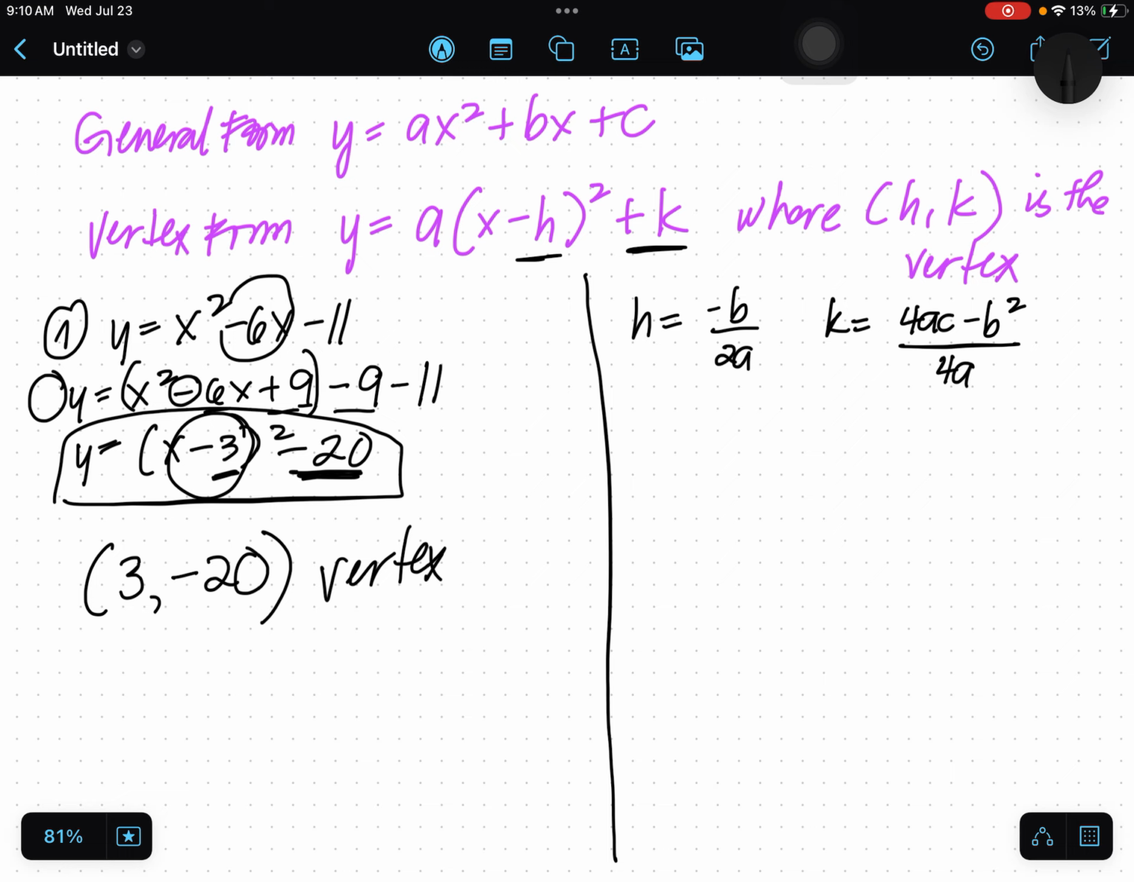So, whichever one you prefer, whichever is easier for you, yun ang gamitin. Okay? Huwag pahirapan ang sarili. Hindi kailangan maging mahirap na math. Anyway, let's use our formula.